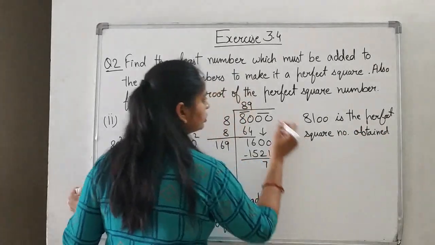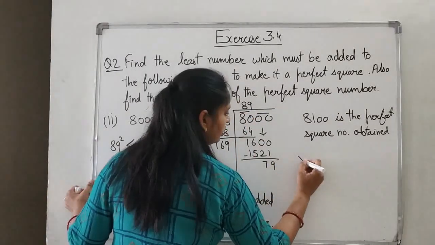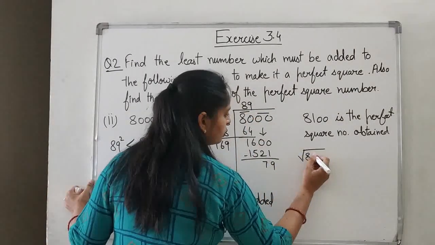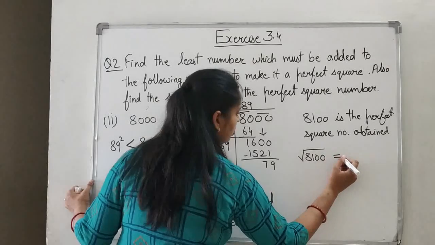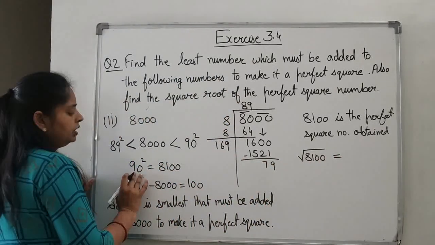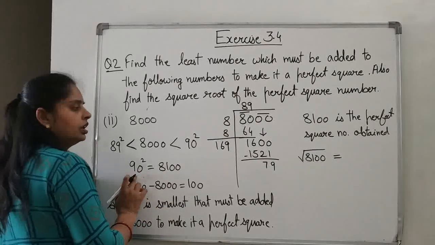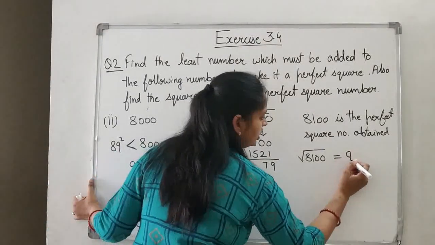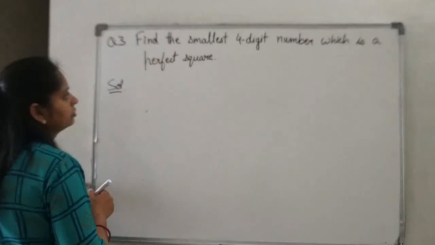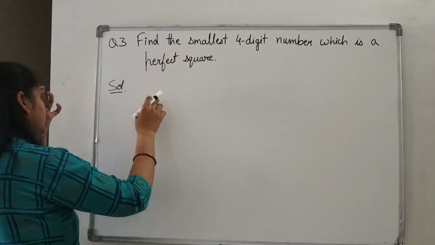Right? And they are also asking for the square root for the square number what we got. So the square root of 8100 will be equal to how much? Because we have already calculated 90 square is 8100. So the square root of 8100 will be 90 only. So 90 is your answer for the square root. Okay? Now see the next question.